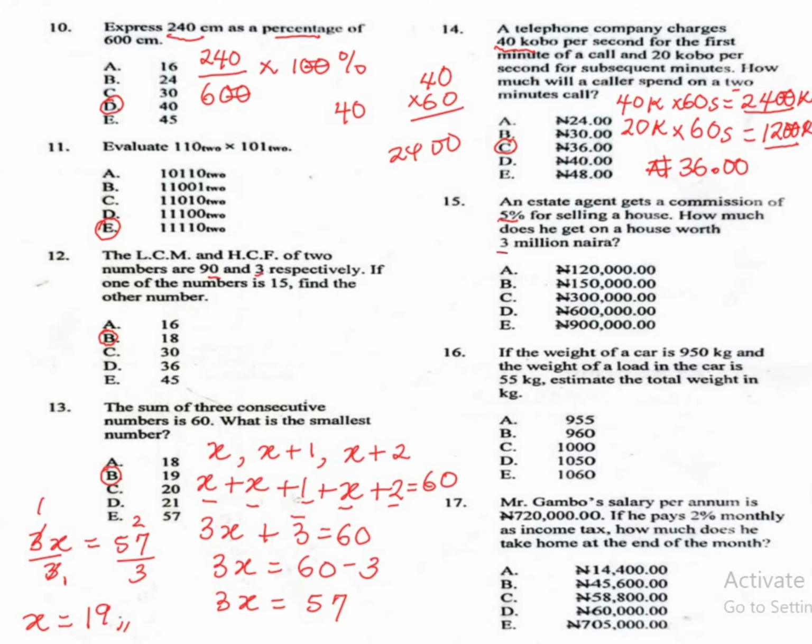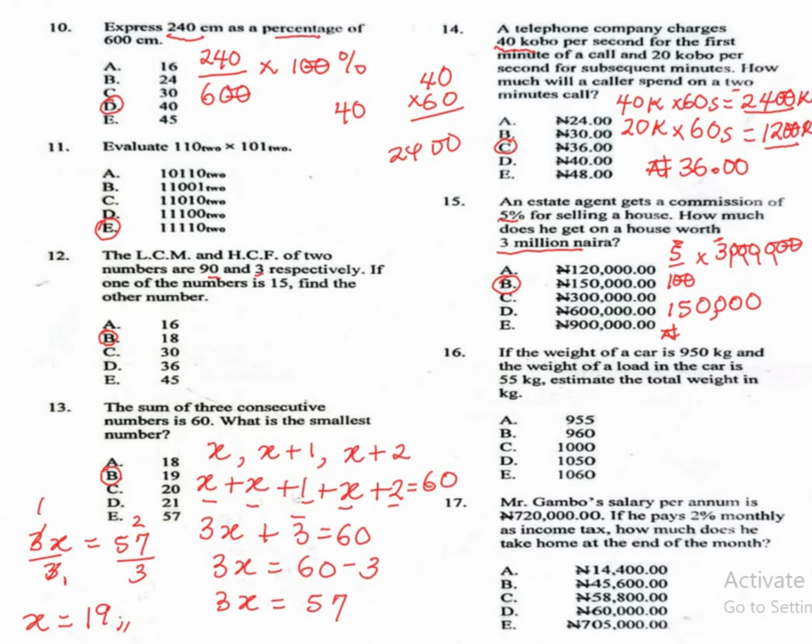So since the worth of the house is 3 million naira, the agent will get 5%, which is 5 over 100 times 3 million. 3 million is 6 zeros. These 2 zeros cancel these 2 zeros. So 5 times 3 is 15. Then how many zeros do you have left? 1, 2, 3, 4. Bring it out. So the answer will be 150,000 naira, which is option B.